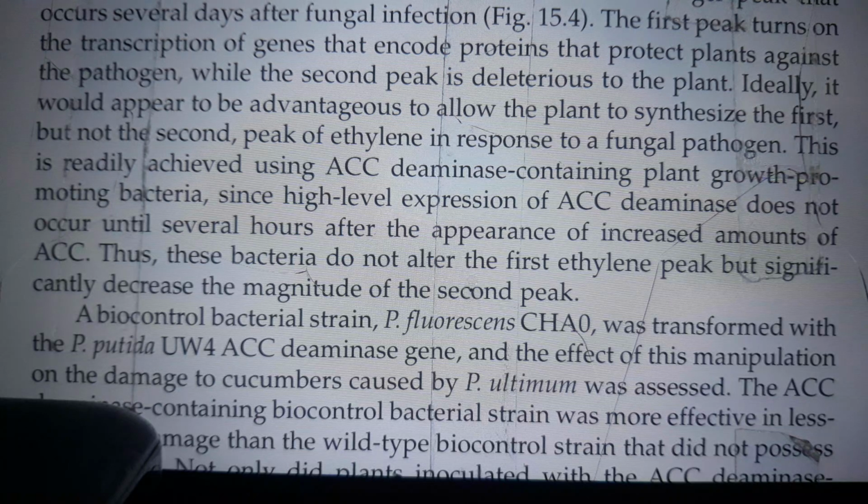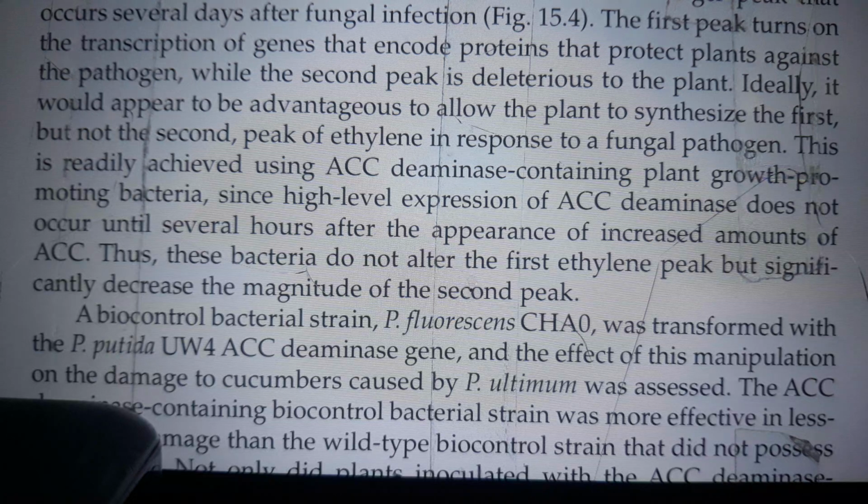The first peak turns on the transcription of genes that encode proteins that protect plants against the pathogen, while the second peak is deleterious to the plant. Ideally, it would appear to be advantageous to allow the plant to synthesize the first but not the second peak of ethylene in response to a fungal pathogen.